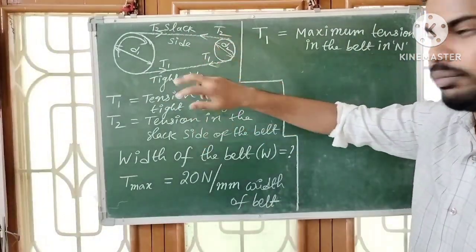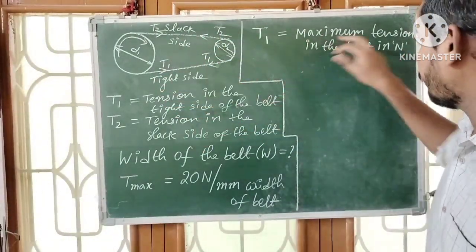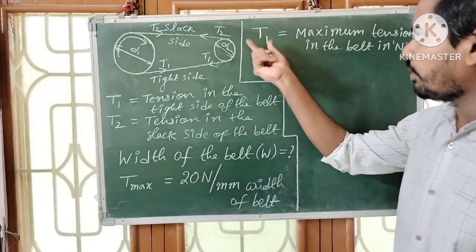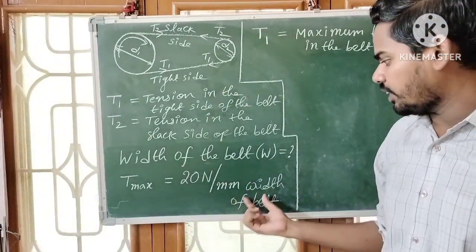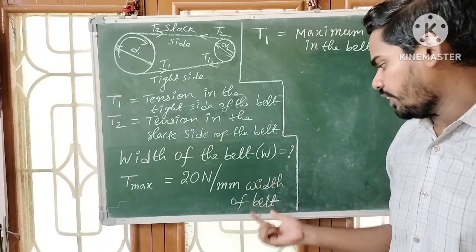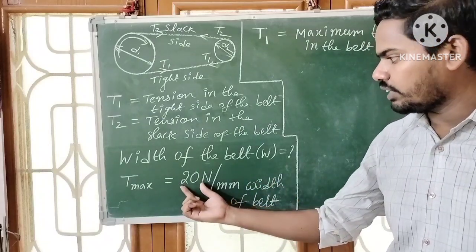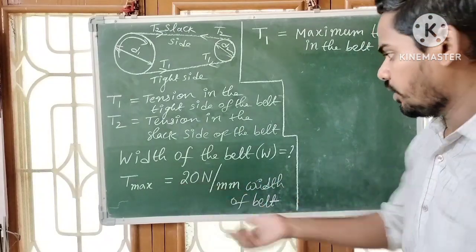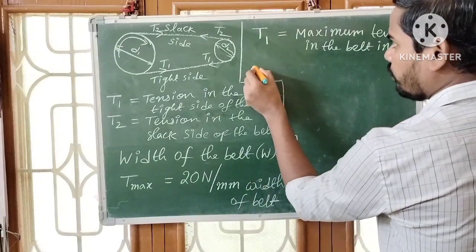Okay, and T2 is the minimum tension. So T1 is the maximum tension in the belt. If we calculate maximum tension in the belt, then we can calculate the width of the belt. So for the width of the belt, 20 newtons is the maximum tension. Now, what is the formula for the width of the belt?